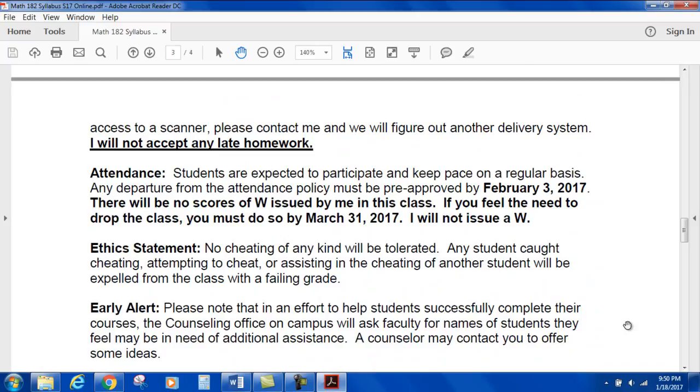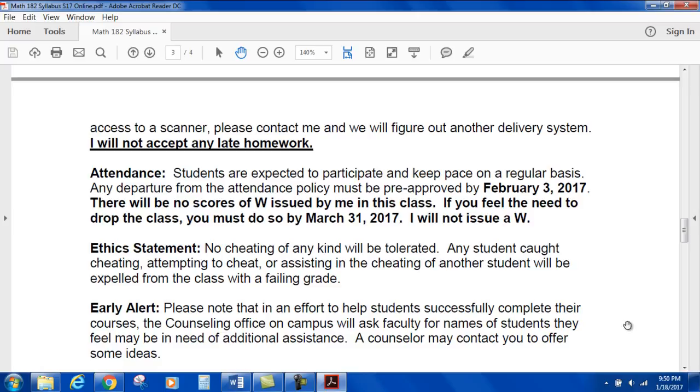Attendance. Students are expected to participate and keep pace on a regular basis. Any departure from the attendance policy must be pre-approved by February 3rd, 2017. There will be no scores of W issued by me in this class. If you feel the need to drop the class, you must do so by March 31st, 2017. I will not issue a W.